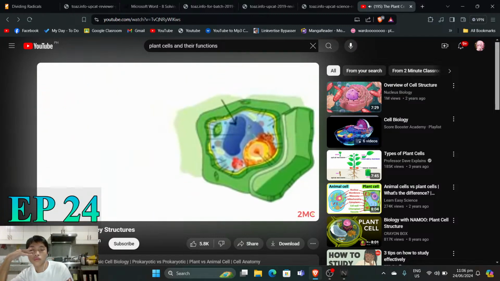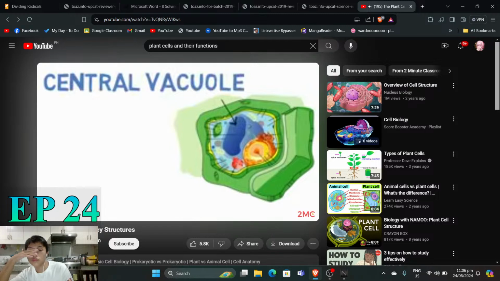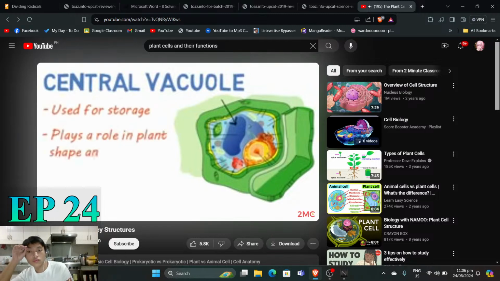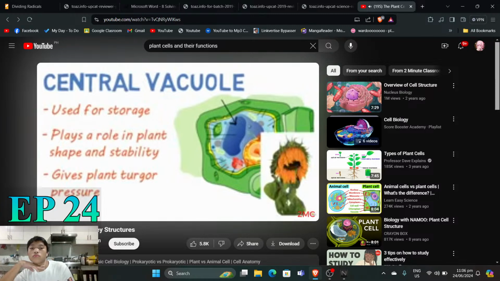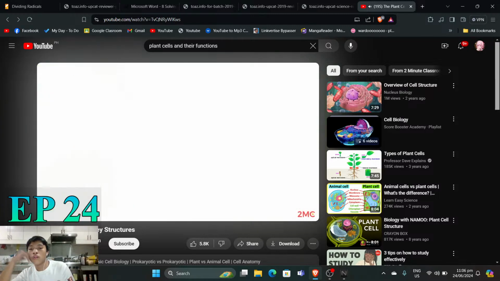Plant cells have a large central vacuole, and this vacuole is used for storage, but it also plays a large role in plant shape and stability. It gives plants turgor pressure. Underwater plants don't have full central vacuoles and thus look limp or wilted.